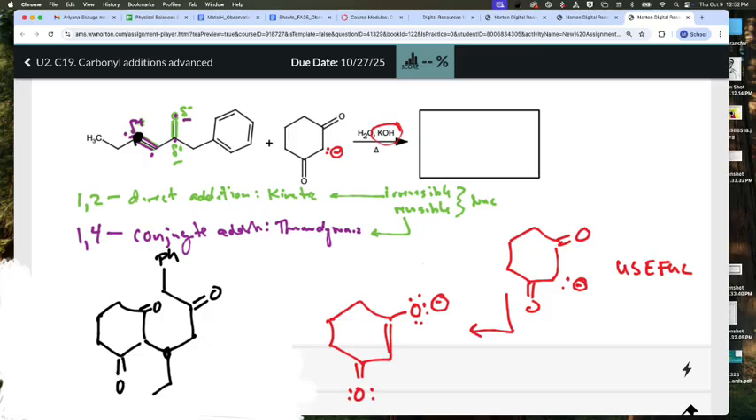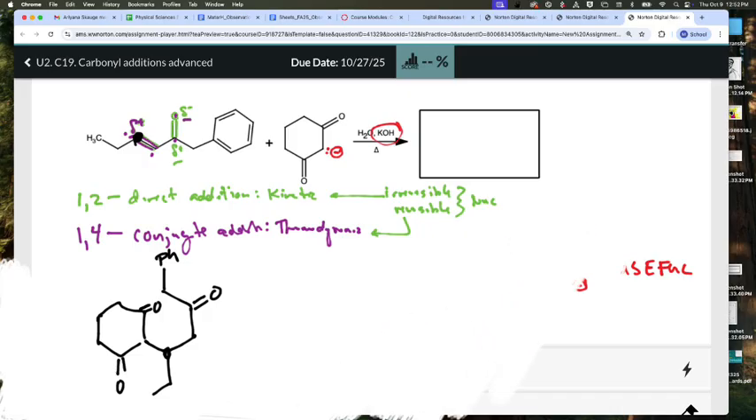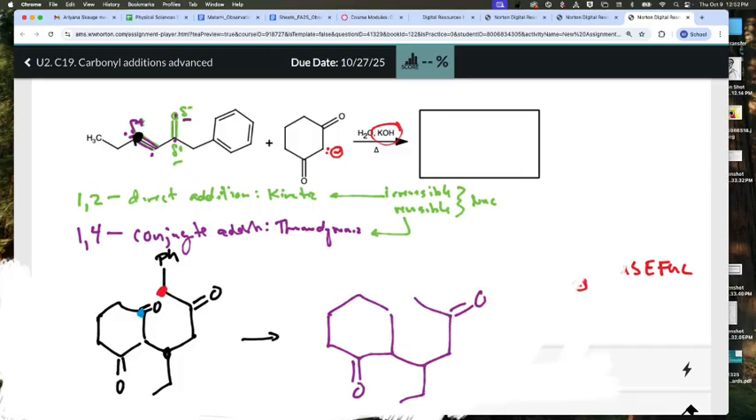Okay, and you might wonder, why did I draw it in such a way? That's the Michael addition. I drew it in that way so that I could see the ring close. Any idea where the ring's going to close? Oxygen. What happens when you combine red and blue? You'll get a purple structure. Phenyl. And when we talk about the aldol, aldol is going to leave you with the OH.